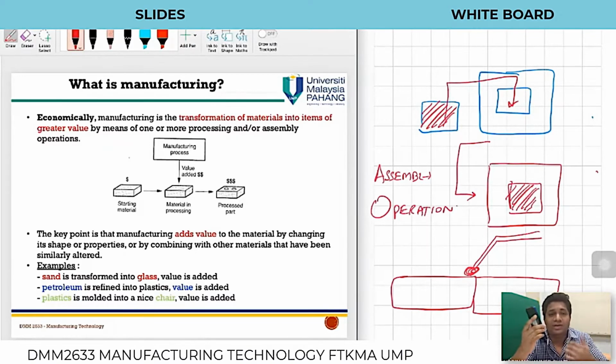Okay, economical definition of manufacturing. So the economical definition of manufacturing is transformation of material into items of greater value. So the back casing was very cheap. The LCD is very cheap. The camera is also very cheap. If I buy them from outside, very cheap. But when I assemble them together to make a product, then this product is very expensive.